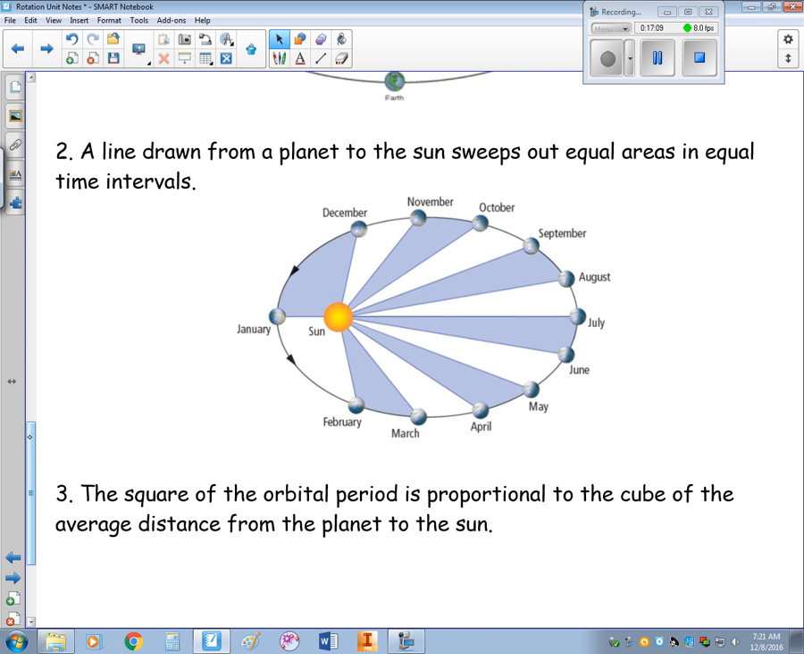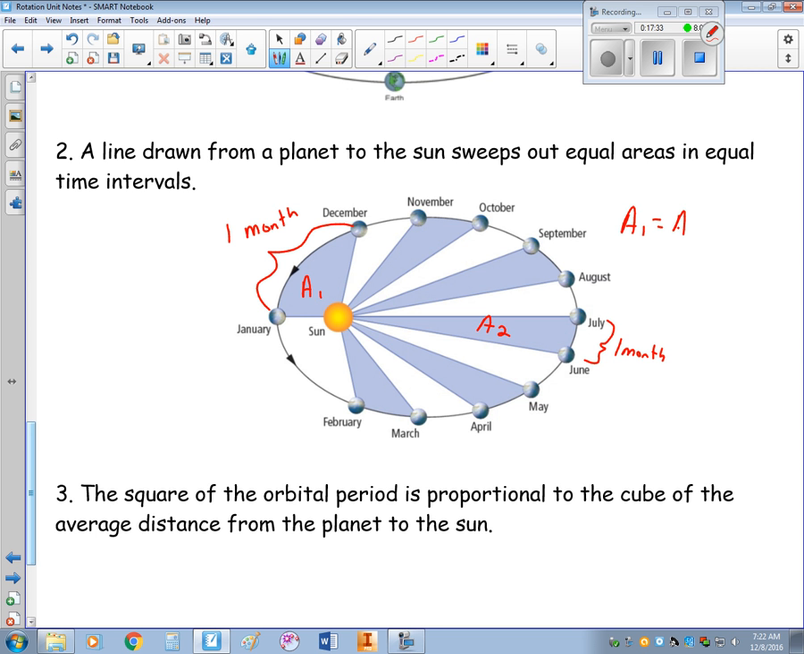The second law is that a line drawn from a planet to the sun sweeps out equal areas in equal time intervals. So, for example, here I have, let's say, area A1, and notice that this takes 1 month. If I have an area right here, I'll call this A2, this is still 1 month. Well, if I were to find those areas, I would see that they're the same. And that's true for all areas that sweep out 1 month. So this area and this area are the same. This area and this area are the same. So that's Kepler's second law.